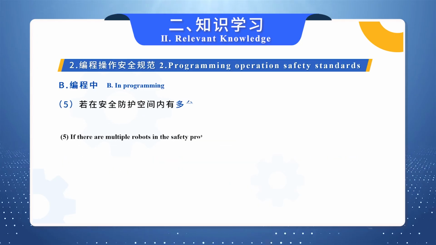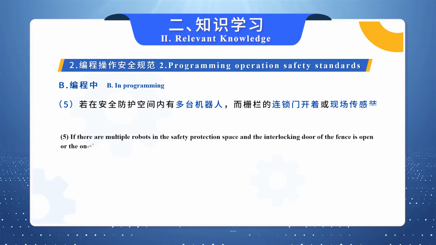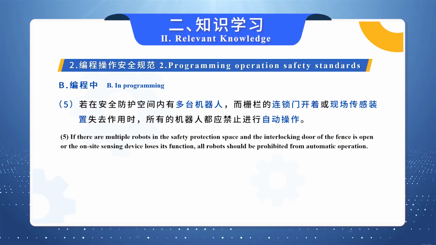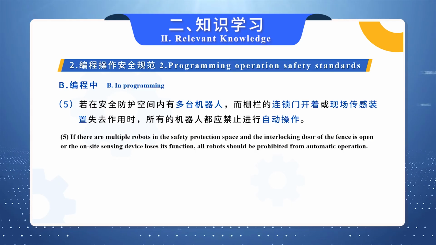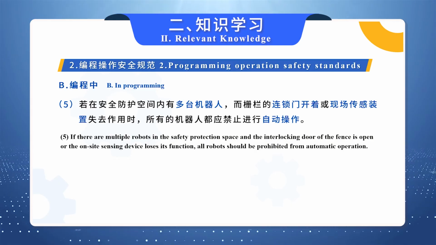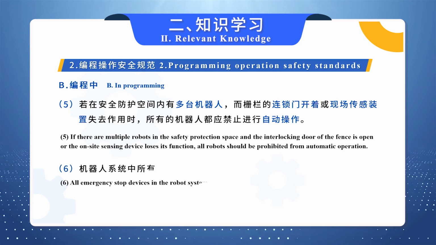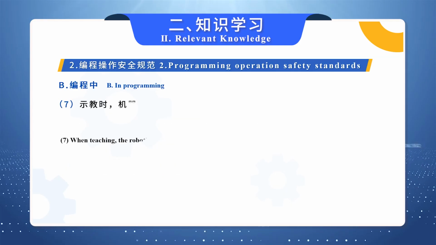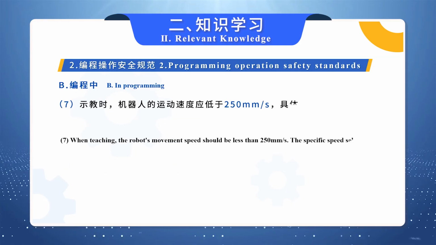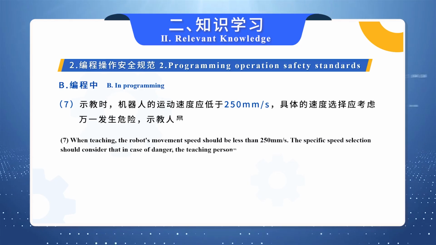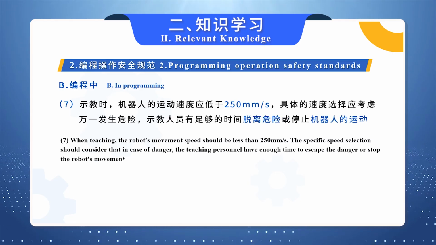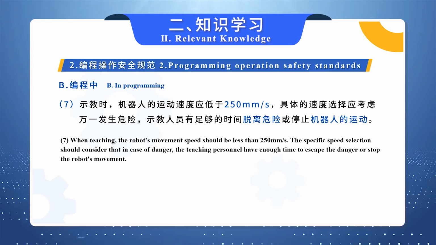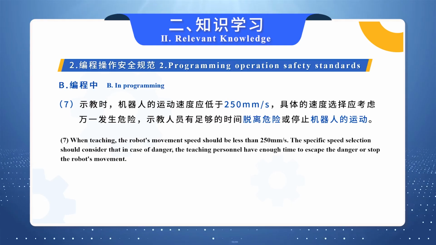5. If there are multiple robots in the safety protection space and the interlocking door of the fencing is opened or the on-site sensing device fails, all robots should be prohibited from automatic operation. 6. All emergency stop devices in the robot system should remain effective. 7. During teaching, the robot's motion speed should be lower than 250 mm per second. The specific speed selection should consider that, in case of danger, the teaching personnel have sufficient time to escape the danger or stop the robot's motion.